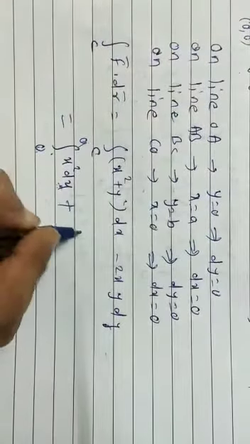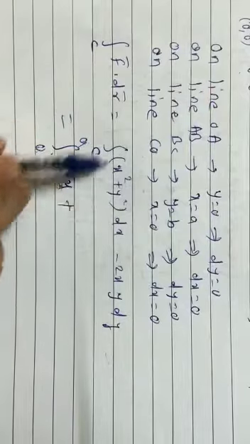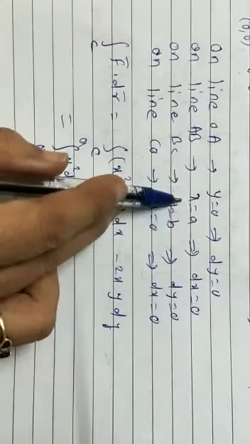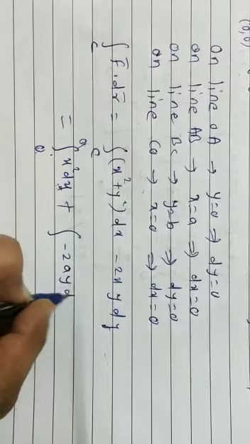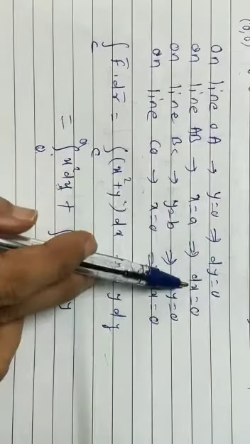Now let us write for C2. C2 means what? This. X is equal to a here. So dx is equal to 0. So this full term will vanish, students. 0 into anything is 0. So what is happening under the integral sign? X is equal to a, right? So it is minus 2a y dy. This term is vanishing because dx is 0.